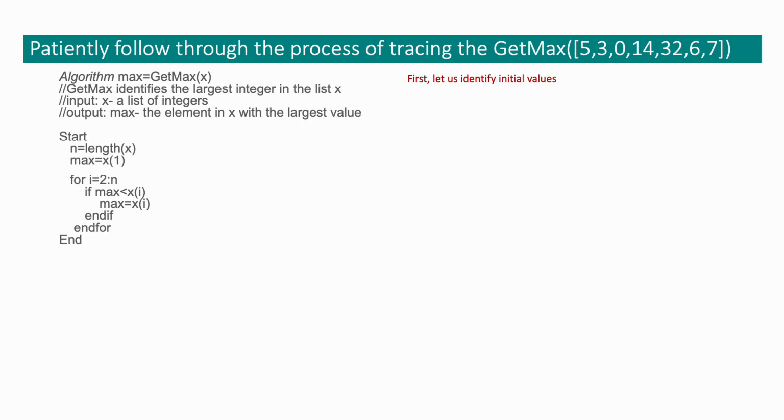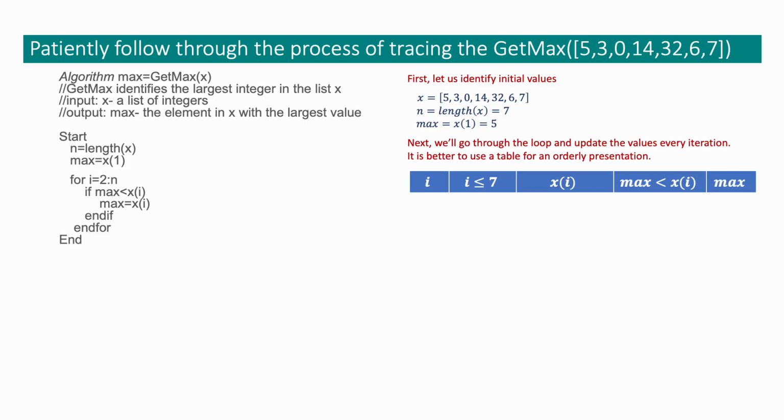First, let us start with identifying the initial values. We have the list X with 7 elements, and we initialize max, or the maximum value, to be the first element, which is 5. Next, we'll go through the loop and update the values every iteration. It is better to construct a tracing table for an orderly implementation of a tracing process. Now note the second column.